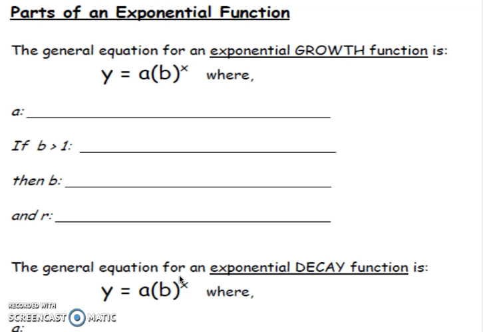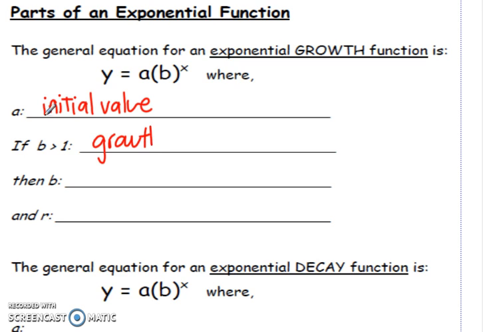Okay, the next page is on parts of an exponential function. So remember, A is your initial value. If B is bigger than 1, that means it's going to be growth. It's an exponential growth function. So B is your growth factor.